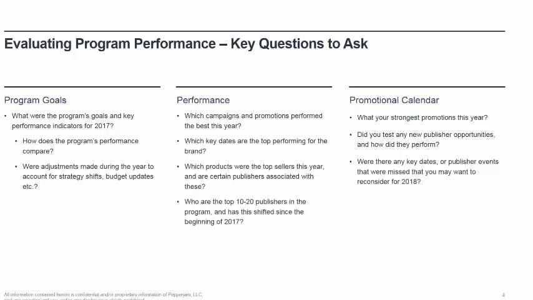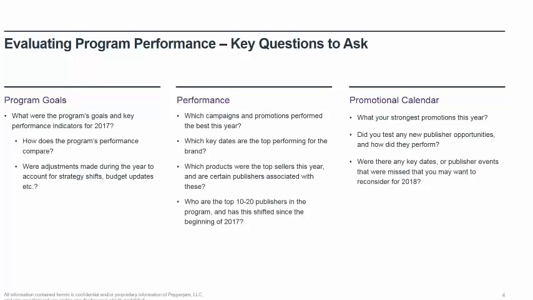So there are a few key questions that you're going to want to ask yourself in terms of your program's performance for the last year. You always want to have goals set for your program, so look at what your program's goals or key performance indicators were for 2017. If you were using Pepperjam's KPI tracking, you can take a look at that as well, or if you had set up your own goals or metrics of success, take a look at that to see if you were able to achieve that, or maybe your program wasn't able to achieve that, and how that compares to the actual performance for the year. And did you make any adjustments for the year?